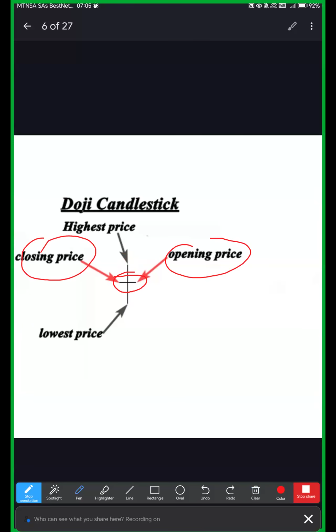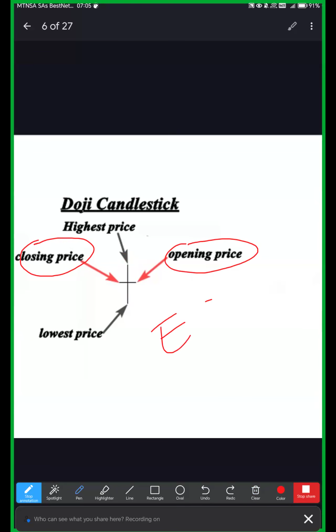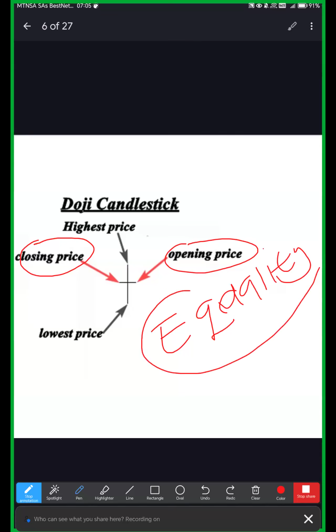So what does this signify? If the opening price and the closing price are at the same price, what does this signify? It signifies that there is equality in the market. There is no one who is winning. All of them are at the same level. So there is equality in the market.